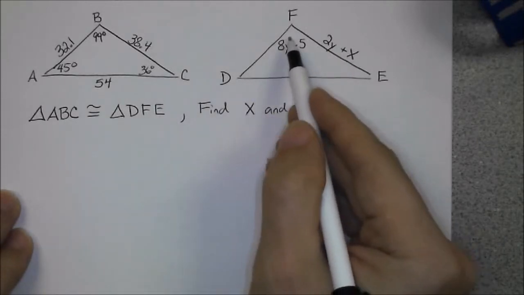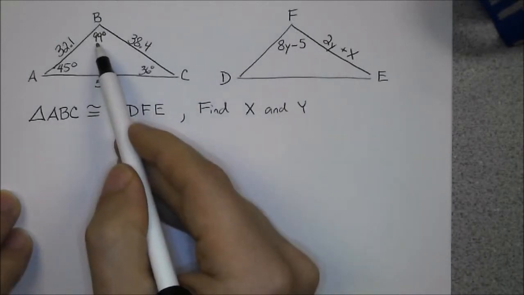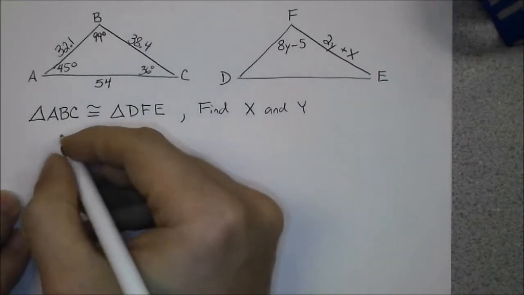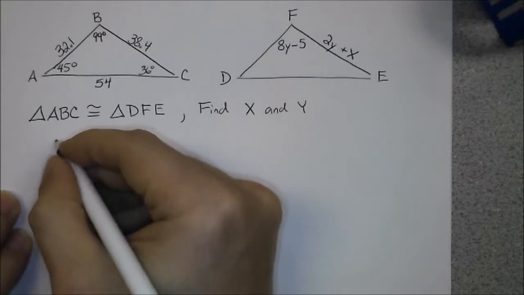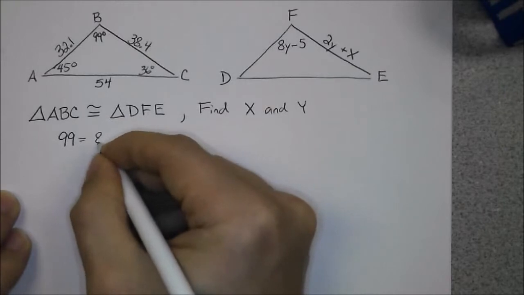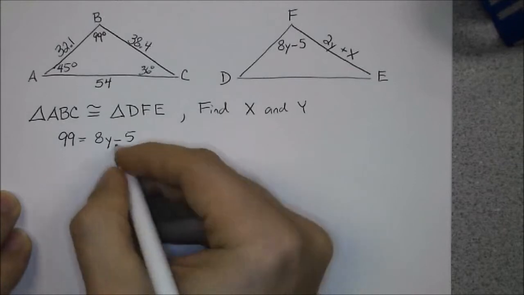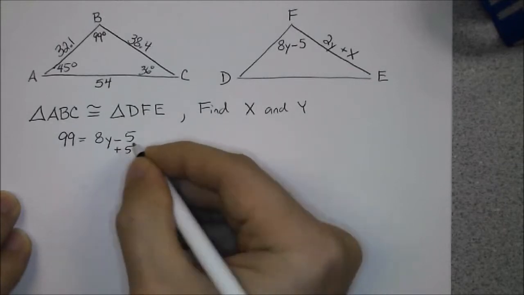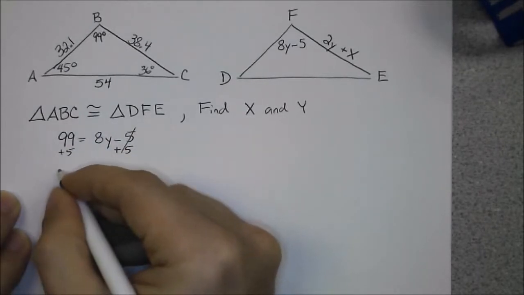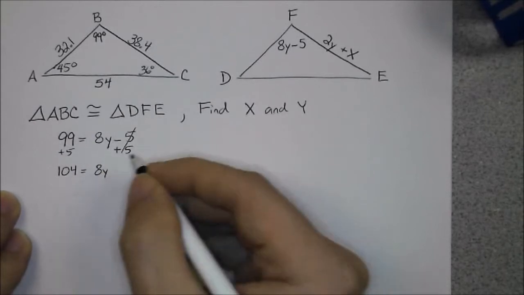First of all, this angle right here, angle F, corresponds with angle B. That means that 99 degrees is going to equal 8y minus 5. So I'm going to go ahead and set this up. 99 equals 8y minus 5. First thing I'm going to do is get rid of this constant. Opposite of minus 5 is plus 5, so I do that on both sides. This cancels, and now I have 104 equals 8y.